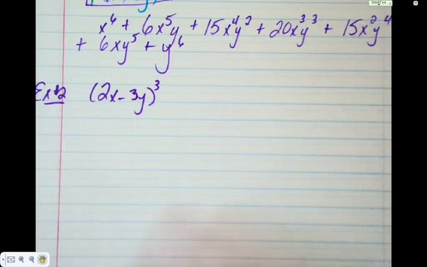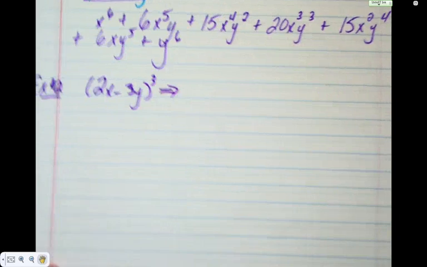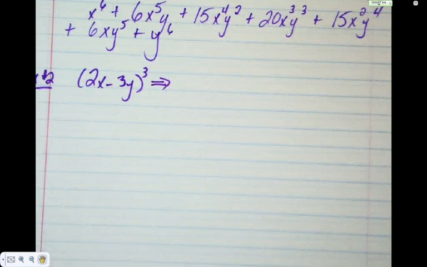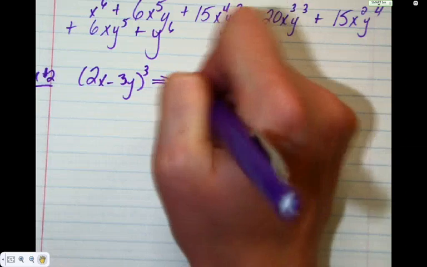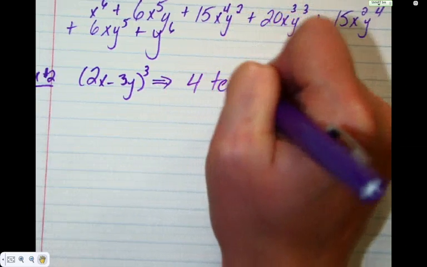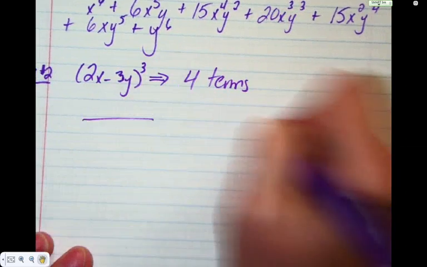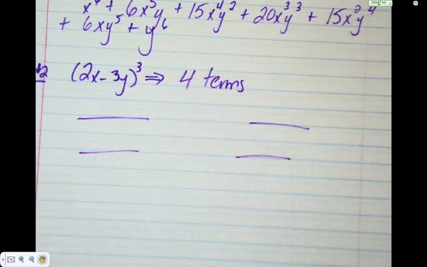First thing we ask is how many terms, because that's going to help us set up all of the little things we need to multiply. So if the exponent is 3, we know there are 4 terms. Some people like to do blanks, and I like to really space them out so I have lots of room. If you want them all on one line, put them all on one line. If you don't like the blanks, don't use the blanks.